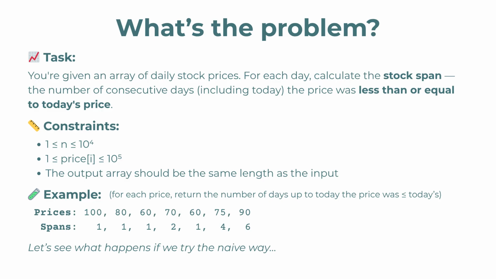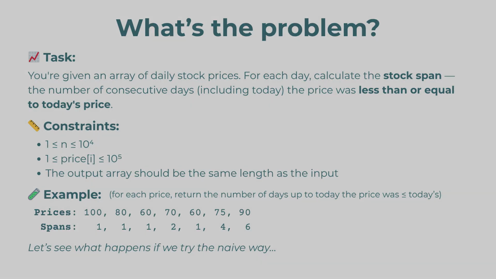With these prices, the final span is 6, because the price on day 7 is greater than or equal to the prices on all 6 previous days. Seems simple, but how would we actually compute this for every day? Let's try the naive way first.